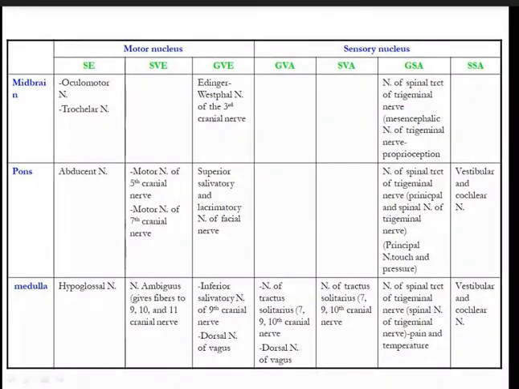Similarly, in the midbrain and the pons, the oculomotor nerves and trochlear nerves are in the midbrain, and in the pons, the abducens nerve. So they are the neurons in relation to the different areas of the brainstem: the medulla, pons, and the midbrain. They are the neurons which carry the sensation either to the higher center or to the muscles and the glands.